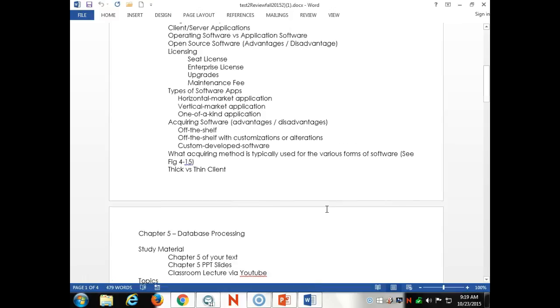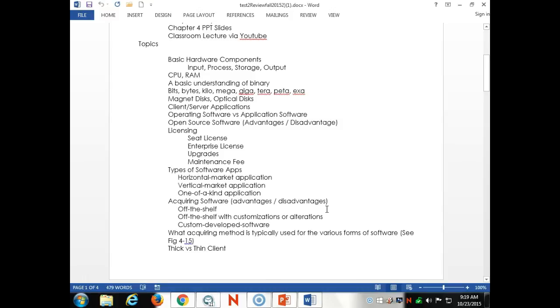So that was chapter 4. The really important thing there is understanding the types of software and how we acquire software: vertical, horizontal. All those kinds of things will be tested for sure in the multiple choice. So before we close out chapter 4, what questions might you have, or what on that list can't you remember, or are you having trouble understanding when I explain it?